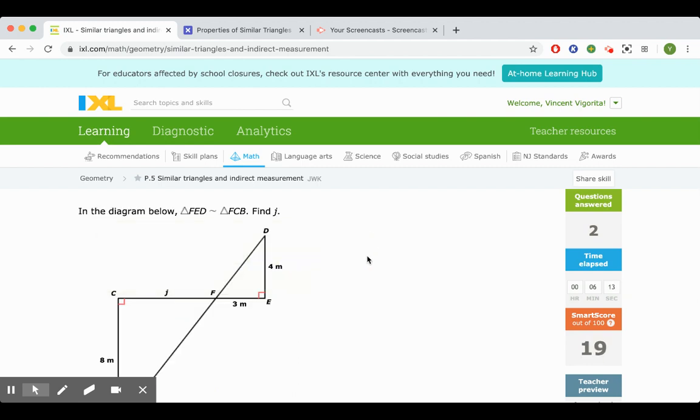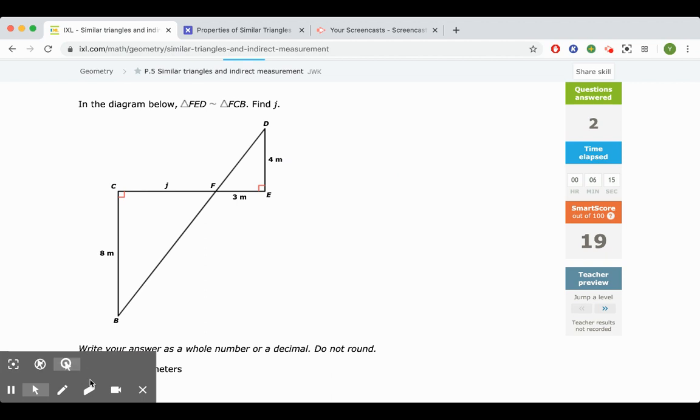Okay, this one. In the diagram below, triangle FED is similar to triangle FCB. Find J. All right? We're just going to use this statement because it already says they're similar, so I don't have to show you all the angles. I could, but we don't have time. So I'm going to go right to the proportion.